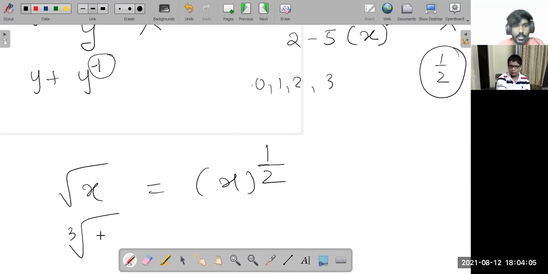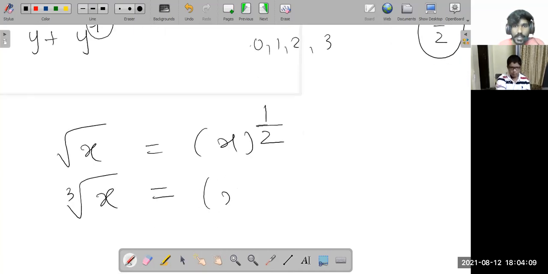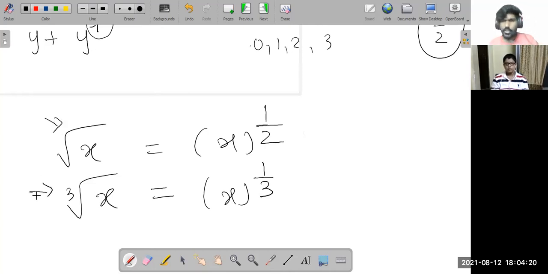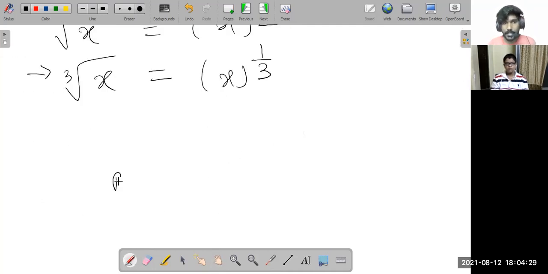Then what would be cube root x? X raised to 1 upon 3. So if your variable is under the radical sign, directly you should be able to identify it is not a polynomial. It will not be a polynomial. But you should not get confused between something like this.